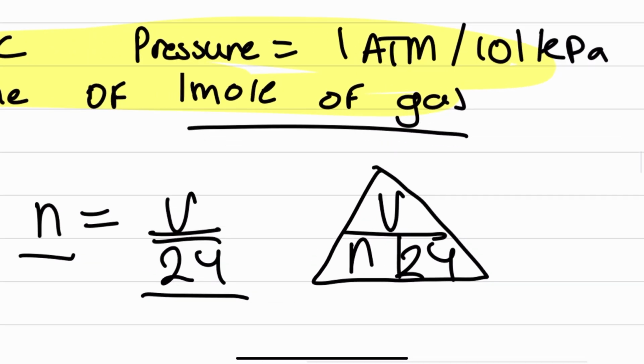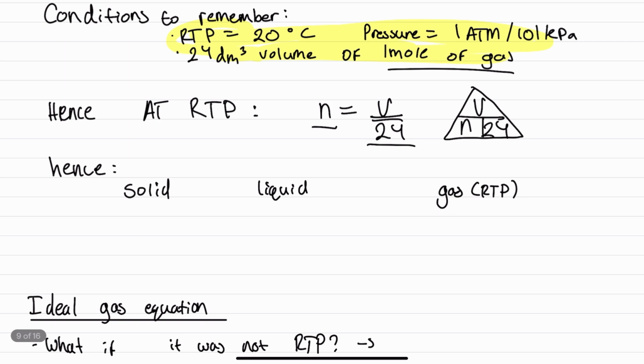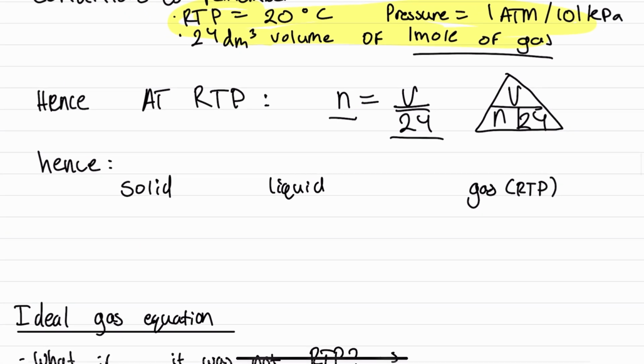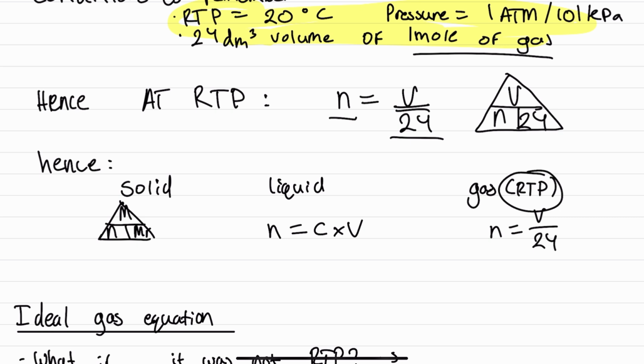Or it can be expressed as this triangle. Hence, collating all of these pieces of information together, for a solid, we use the equation moles is equal to mass over molar mass. For a liquid, we use the equation moles is equal to concentration times by volume. And for a gas, we use the equation moles is equal to volume over 24 at room temperature and pressure.